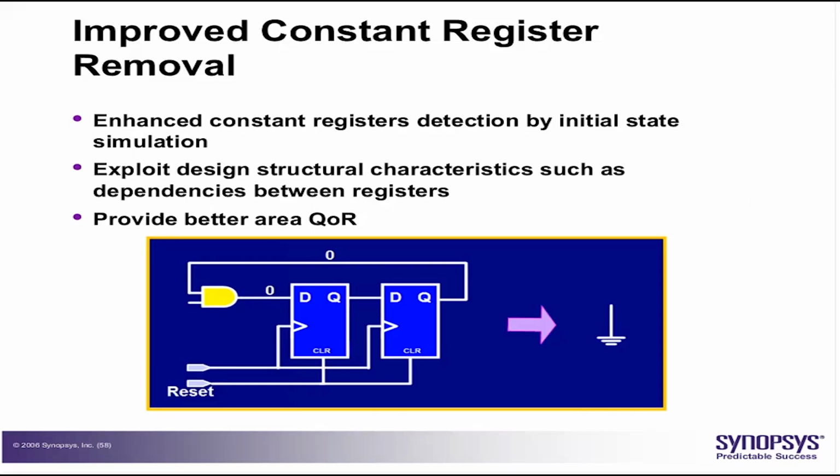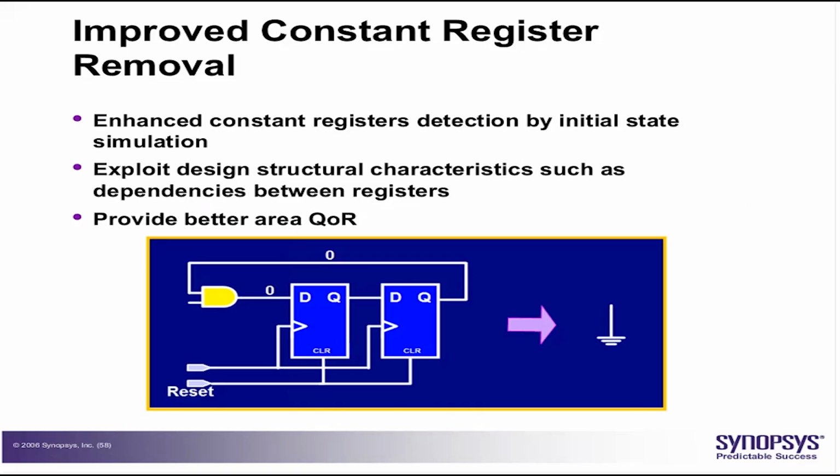So again, compile_ultra has enhanced constant register removal. Enhanced constant registers are detected by initial state simulation. Usually, let's say the data pin of a register is tied to 0. DC will remove that register by default because there is no other functionality of this register apart from the constant 0. So it will remove that register and save area.